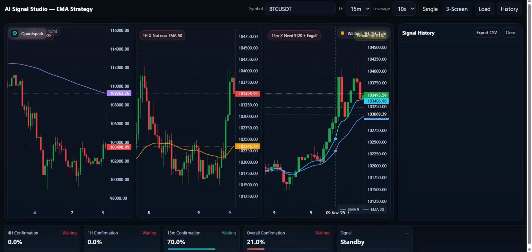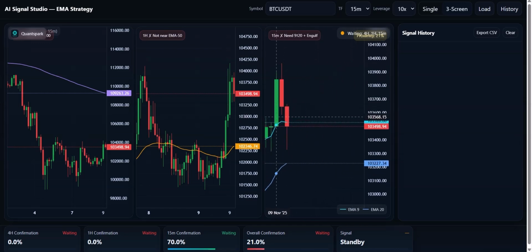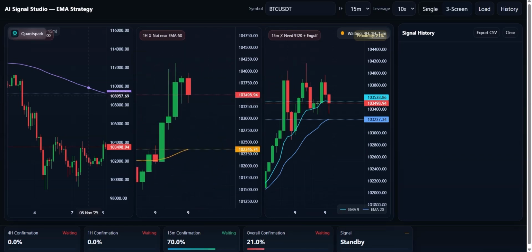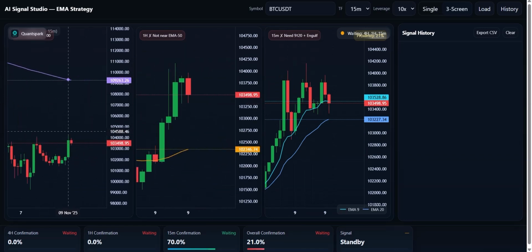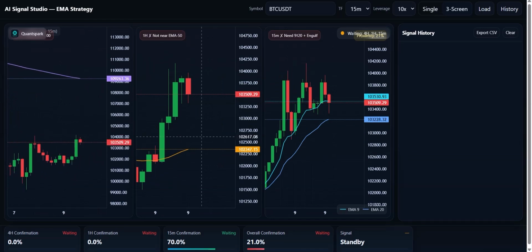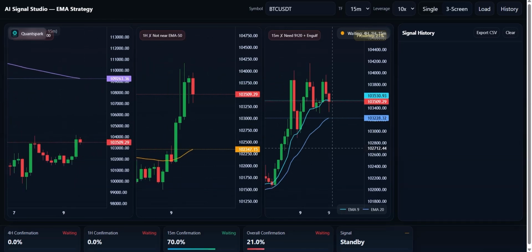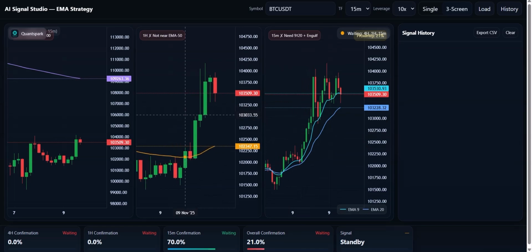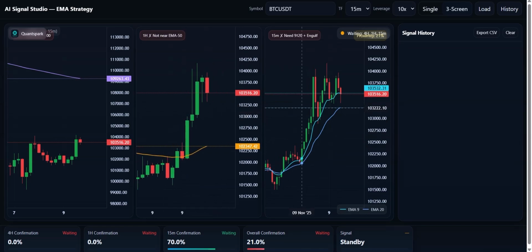So, to summarize Trade Beacon in simple spoken terms, you are not trading every small move. You wait until the 4H, 1H, and 15-minute confirmations align. You focus on setups where overall confirmation is above 90%. You only act when the status changes from standby to ready. You can always verify that signal inside the history section. That's how Trade Beacon helps you filter noise and focus only on strong setups.